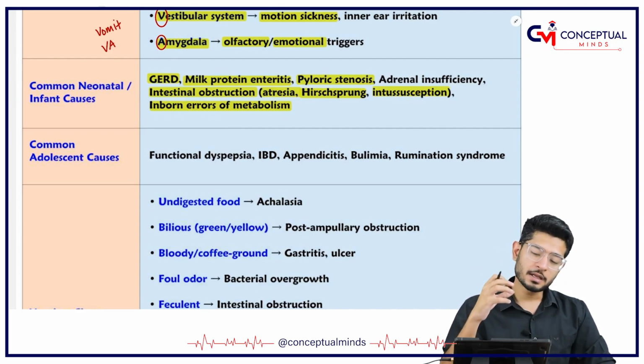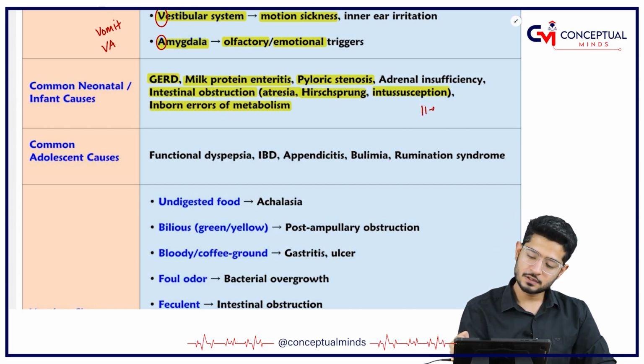So any cause of a stenosis. This is the esophagus. So one of the causes for the esophagus is GERD. Then comes the stomach, and from the stomach you can remember pyloric stenosis. So this is pyloric stenosis, and of course P for pyloric stenosis, P for your protein enteritis, milk protein enteritis.